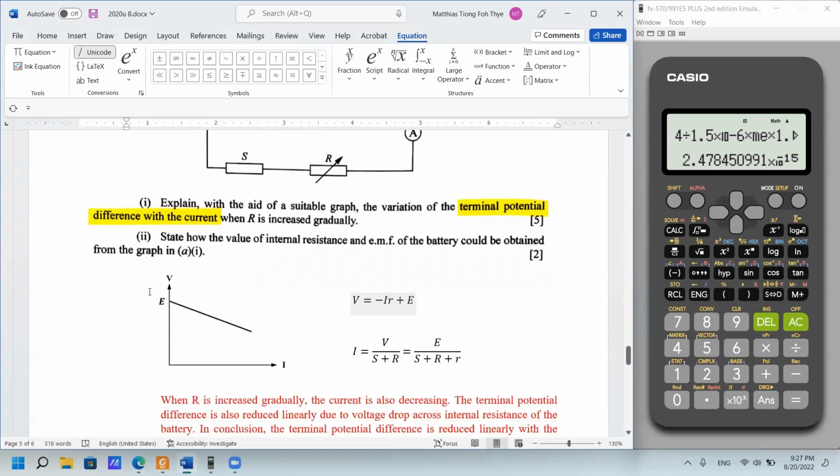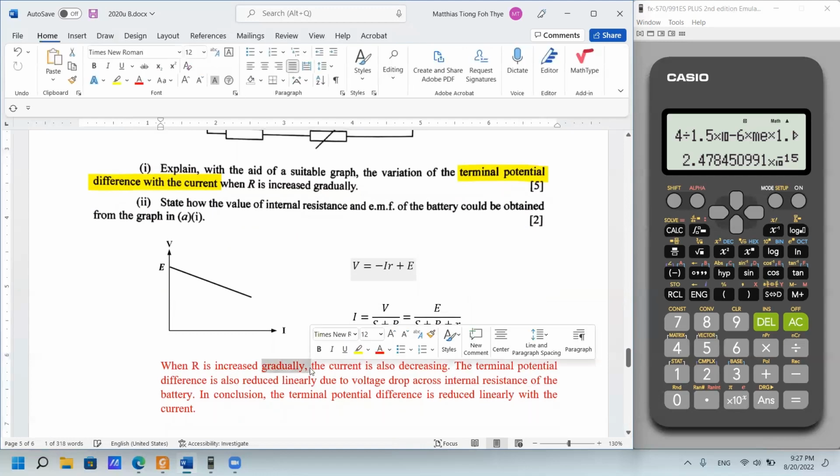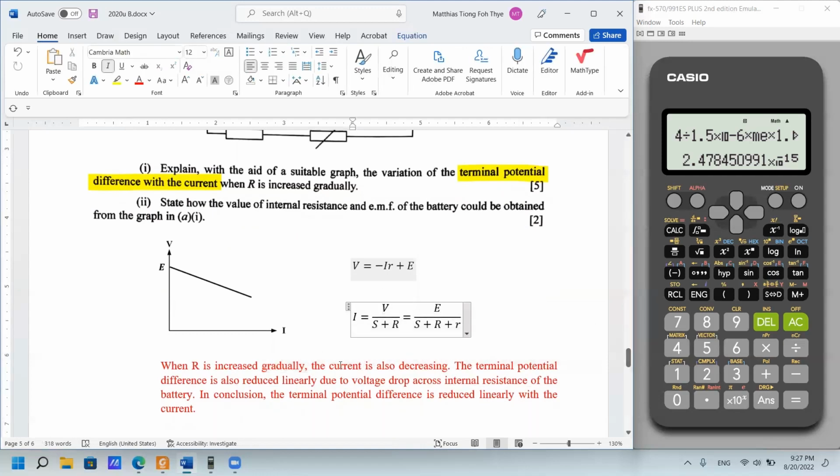So this should be the graph that you can draw when R is increased gradually. Based on the second equation, we can expect that the current is also decreasing. The terminal potential difference is also reduced linearly due to the voltage drop across the internal resistance of the battery, and this is based on the first equation. So in conclusion, we need to relate the terminal potential and the current. The terminal potential difference is reduced linearly with the current in the circuit.